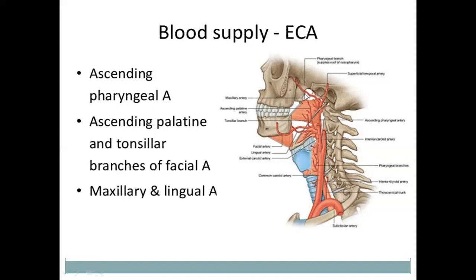So this is the maxillary artery, and this is the lingual artery. The lingual artery, the branches of the facial artery, and the ascending pharyngeal artery combine to supply the pharynx.